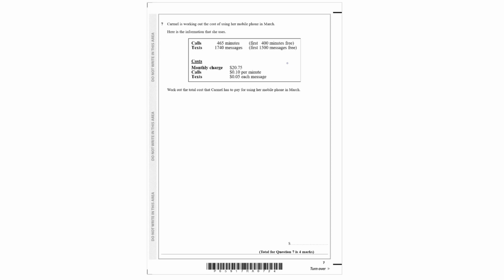Caramel is working out the cost of her mobile phone in March. Here is the information she uses. Work out the total cost that Caramel has to pay for using her phone in March. So to work out the total cost, we can see that we have a monthly charge, we have calls, and we have texts. Now we can find each of these values.